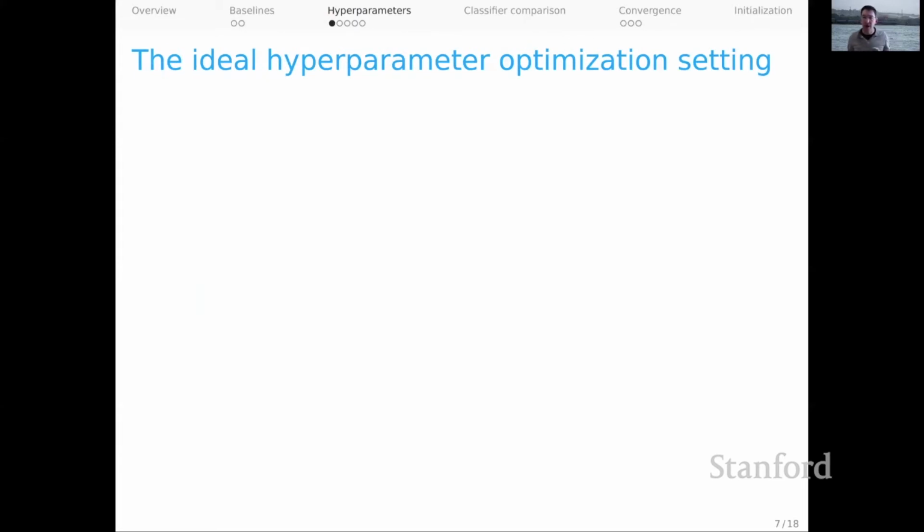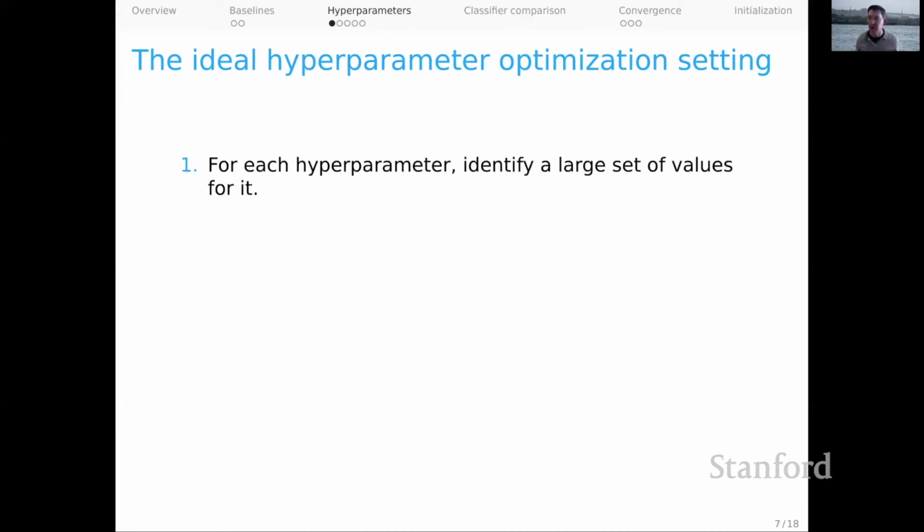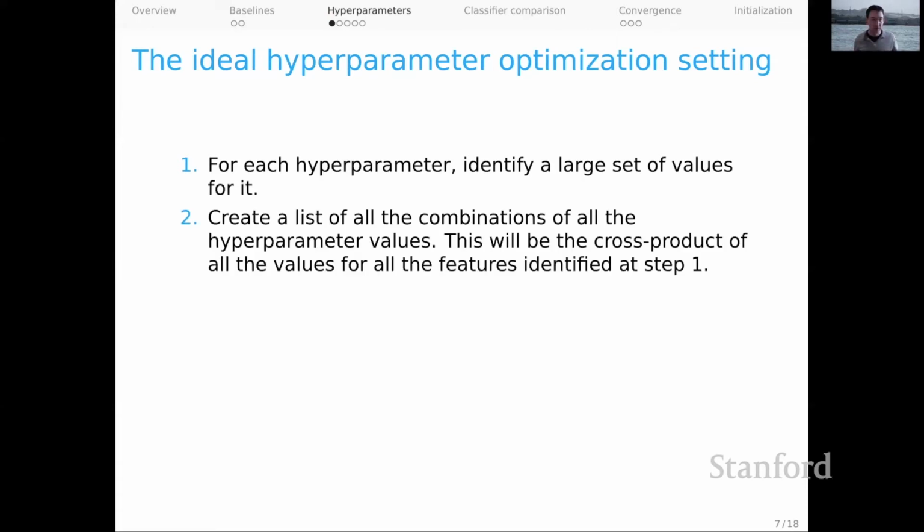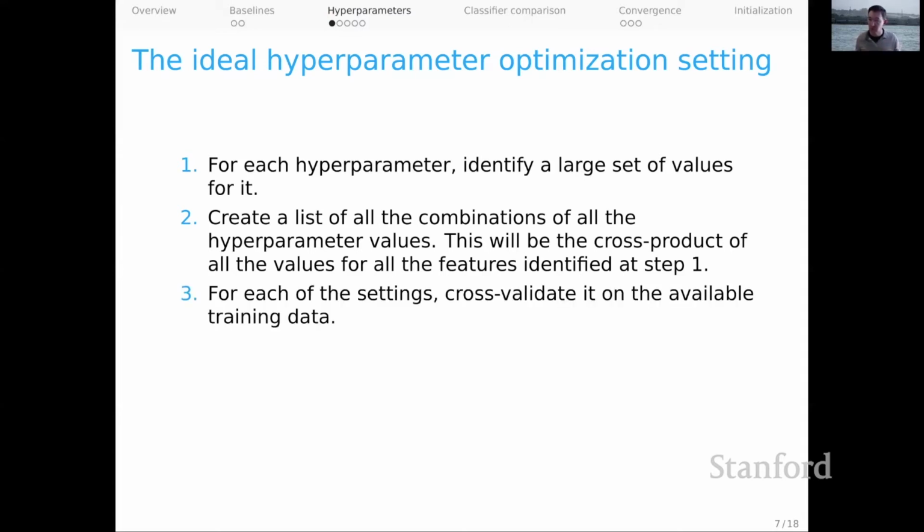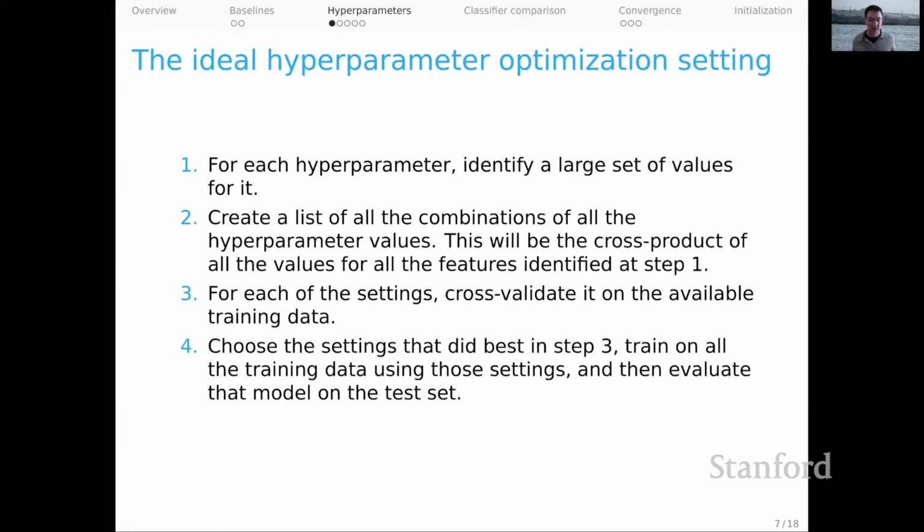Now, hyperparameter optimization, as you can imagine, can get very expensive. And let's review that and then talk about some compromises. The ideal for hyperparameter optimization is that you identify a large set of values for your model. You create a list of all the combinations of those values. This will be the cross product of all the values of the features that you identified. And then for each of the settings, you should cross-validate it on the available training data. And then choose the settings that did the best at step 3, train on all the training data using those settings, and then finally evaluate on the test data. That is the ideal here.